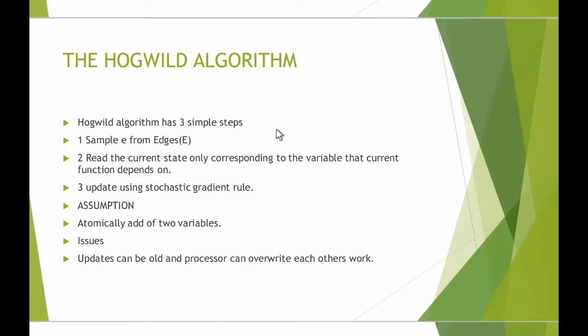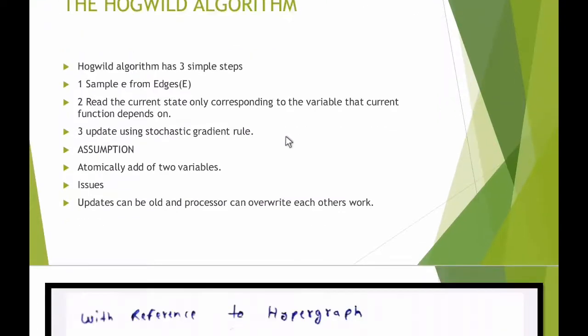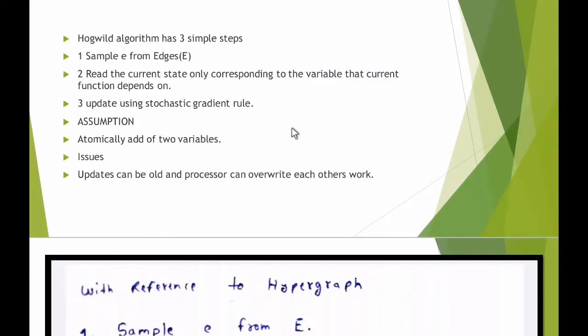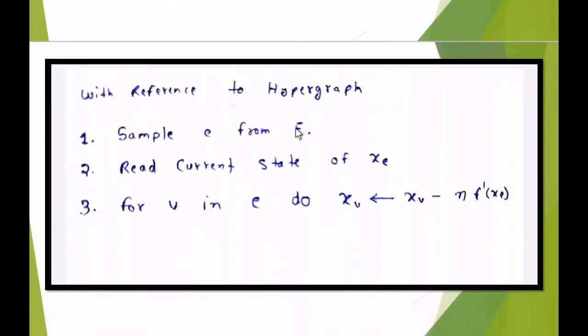Then we showed what the Hogwild algorithm is. It is just that we are using only a local part of the data to update a local part of the optimization function.